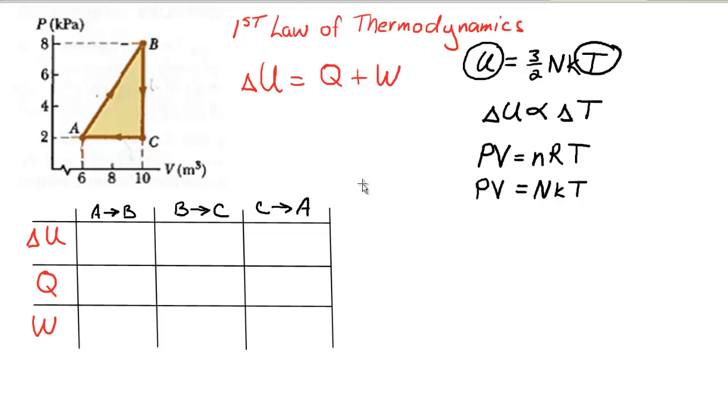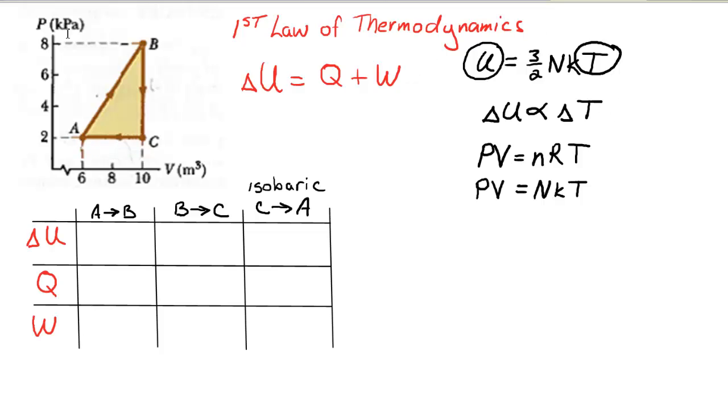Now let's see if we can identify some of these processes. If you look at the graph from C to A, we see that the pressure remains at 2 kilopascals. So as the gas is squeezed from 10 meters cubed of volume down to 6 meters cubed of volume, the gas is basically getting squeezed into a smaller space, but the pressure remains constant. And if the pressure doesn't change, we call that isobaric. So C to A is an isobaric process.